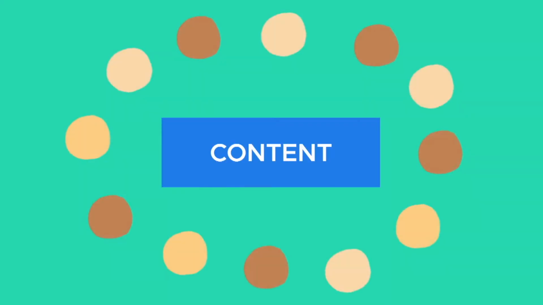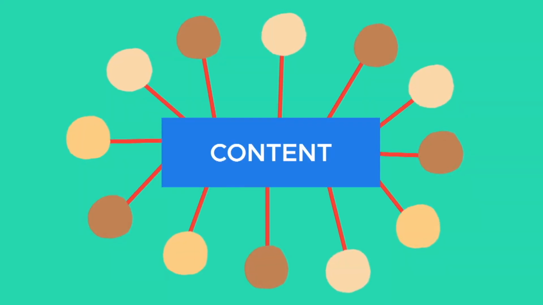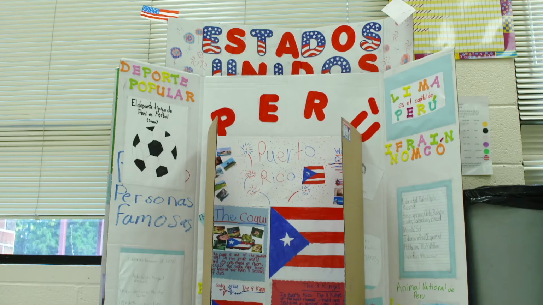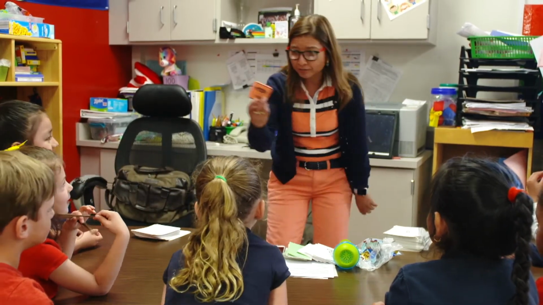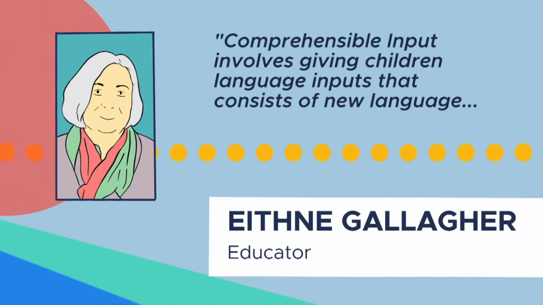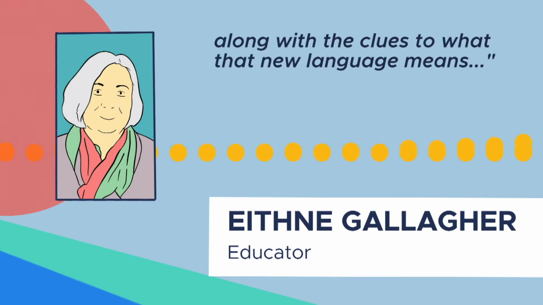Comprehensible input gives all learners access to the same content. It's not about changing the content, rather adapting delivery by using pictures or gestures that match new vocabulary. Comprehensible input involves giving children language input that consists of new language along with the clues to what that new language means.